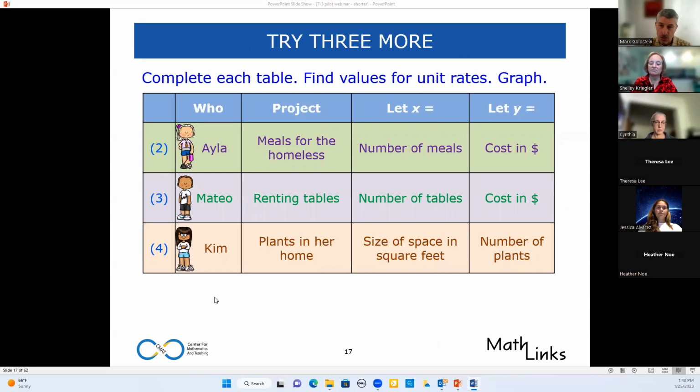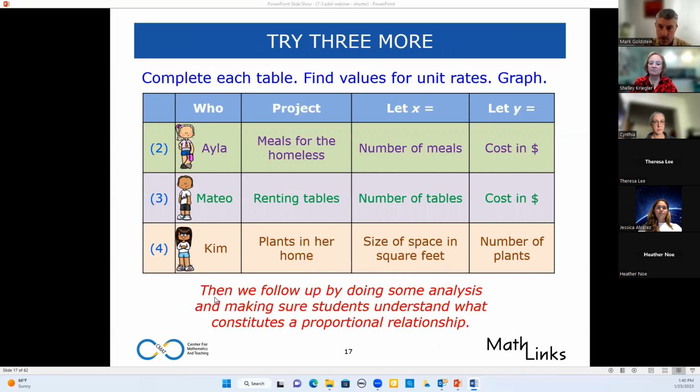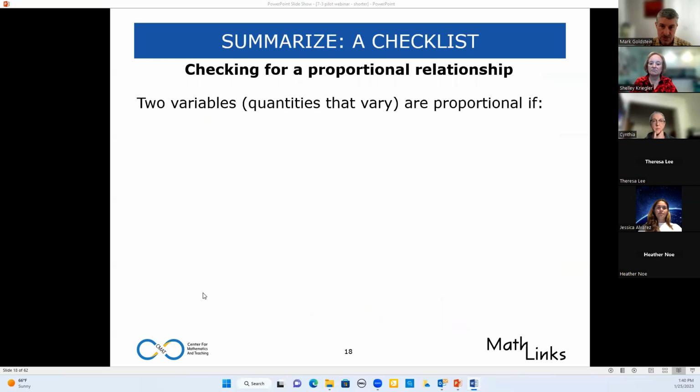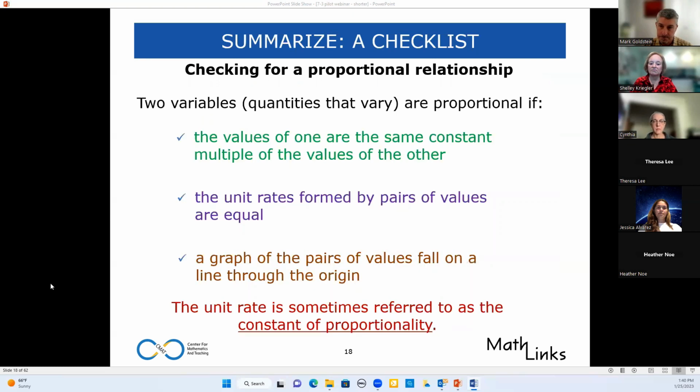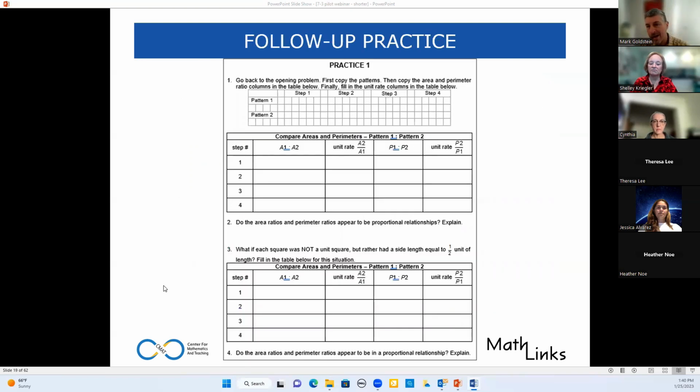So as the teacher, you control the pace and how much instruction is direct versus how much is pure student exploration. After this is done, we do some analysis and we begin to formalize what is meant by quantities representing a proportional relationship, which is summarized for students on this slide. You should know that after developing a concept, there's ample practice to solidify concepts for your students.